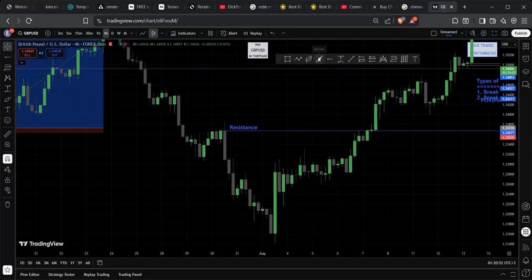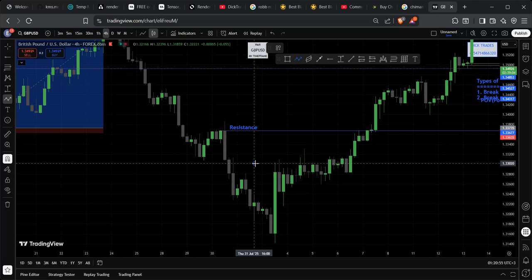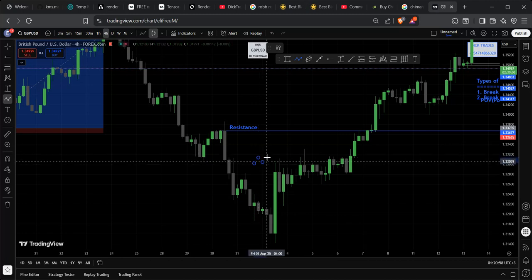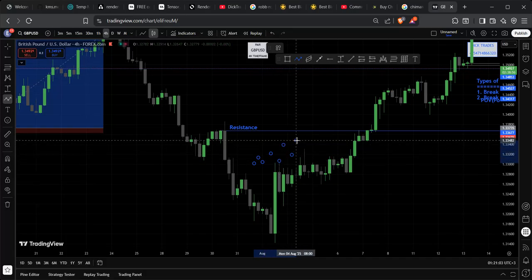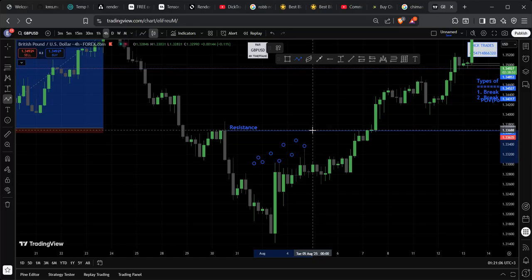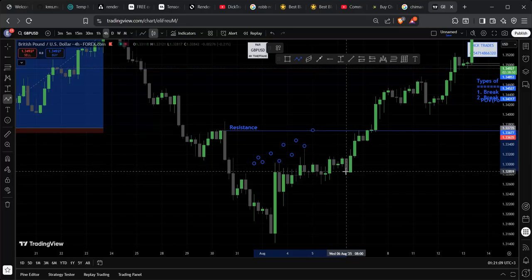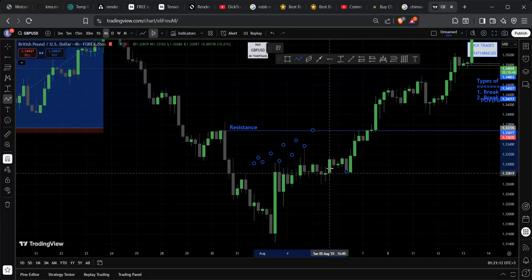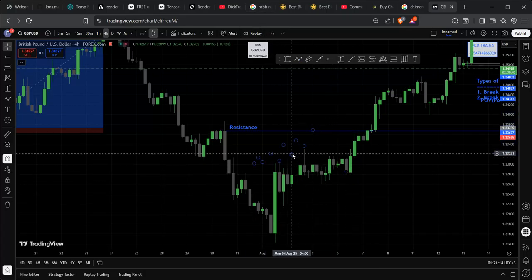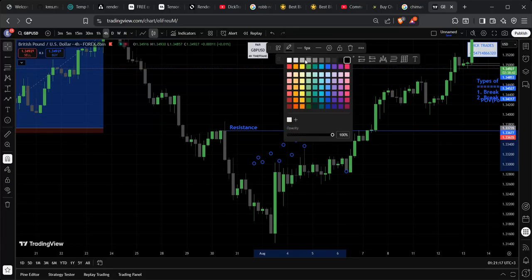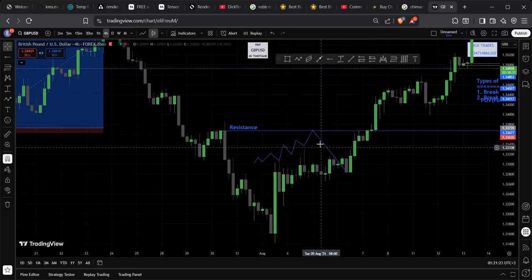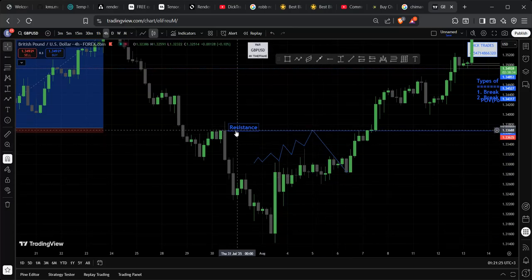Resistance means when price is moving up like this. Don't worry, I'll change the color from black to another color. You expect price to hit here, then dip. You expect price to hit there, then dip. But price hit there, then broke out over here. I hope you can see.